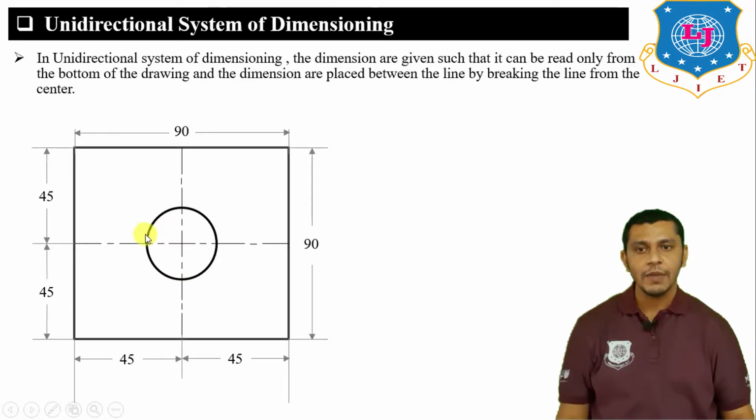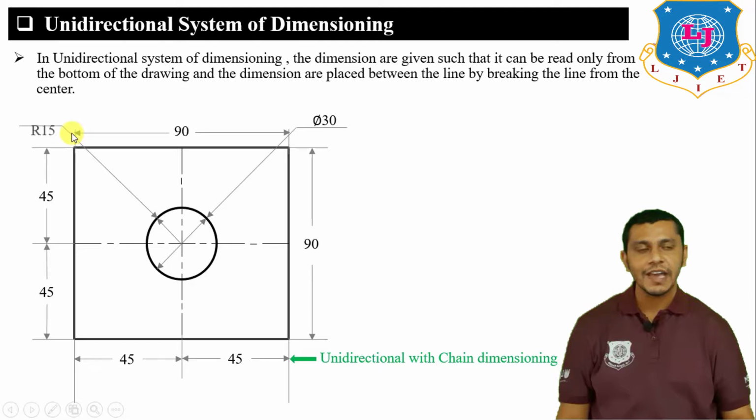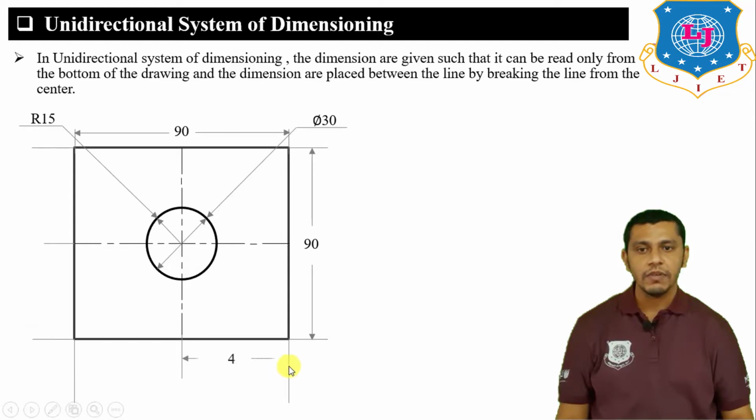If you want to show the diameter of the circle, show the diameter, place the dimension ∅30. If you want to show the radius, show the radius using the leader line, place the dimension R15, the radius is 15. So this is chain dimensioning, and if you want to apply parallel dimensioning, then we will apply it like this: 90, 45, 90. So this is the parallel system of dimensioning. Make sure that in the unidirectional system of dimensioning, we have to break the line at the center and place the dimension at the center in such a way that it can be read only from the bottom of the drawing.